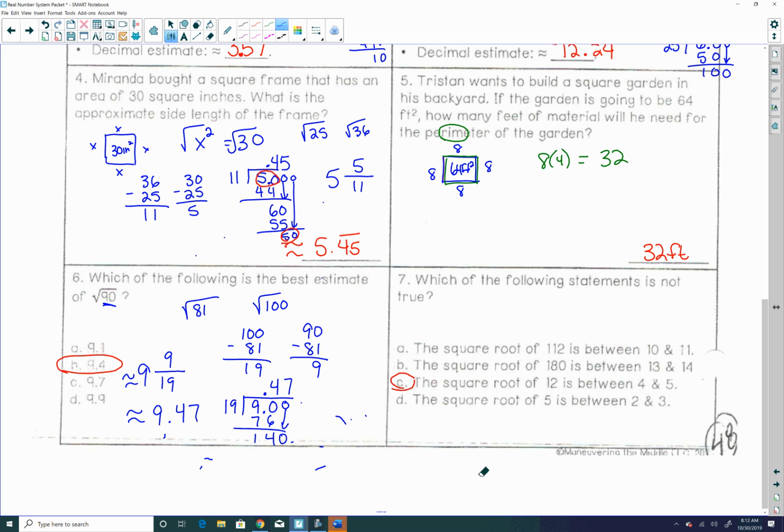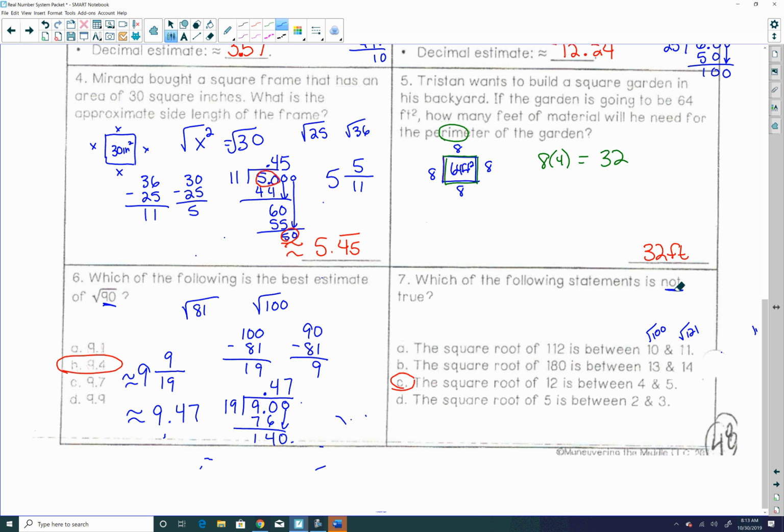Alrighty, and the last one, which one is not true? The square root of 112, it's saying, is between 10 and 11. Well, let's see, the square root is between 10 and 11. The square root of 100 is 10, the square root of 121 is 11, and 112 does fall within that range. We're looking for one that's not true.